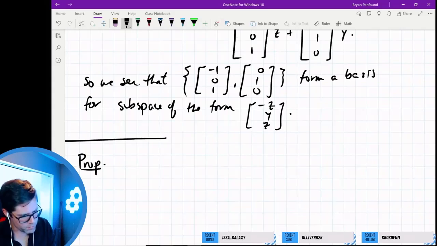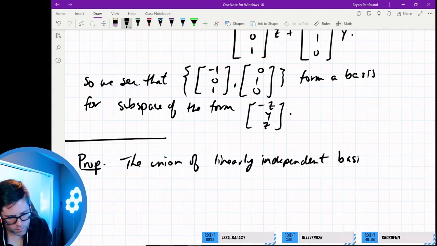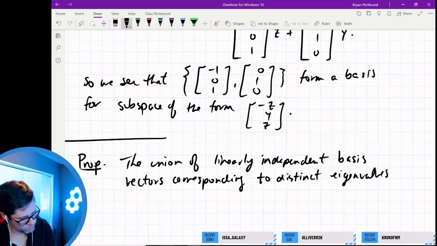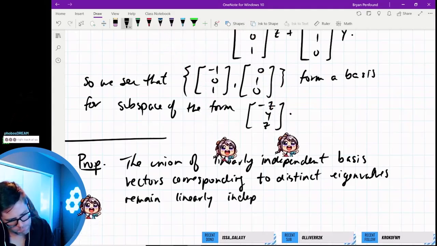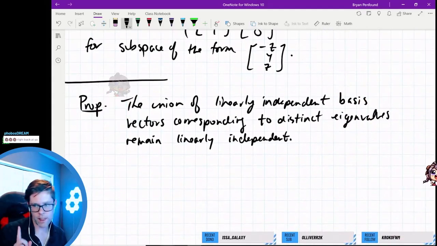So here's my proposition. My proposition is that the union of linearly independent basis vectors corresponding to our distinct eigenvalues remains linearly independent. So that's kind of interesting.